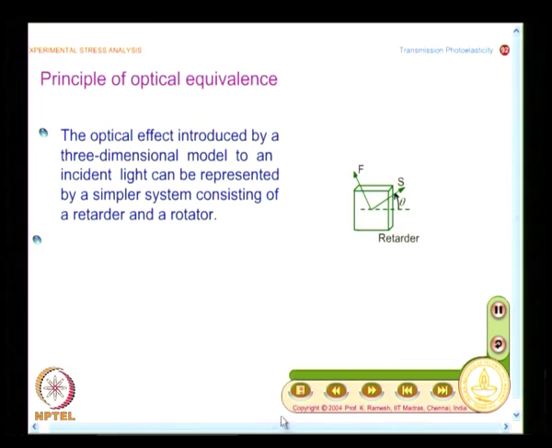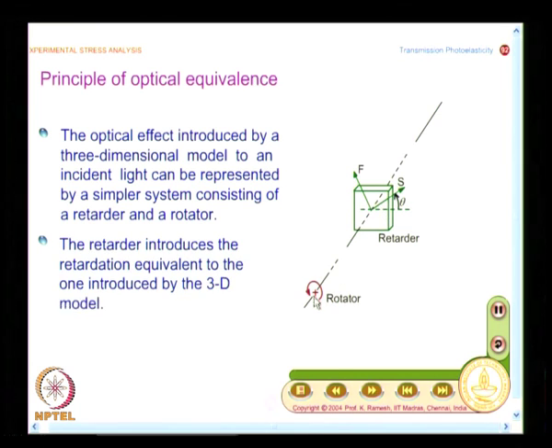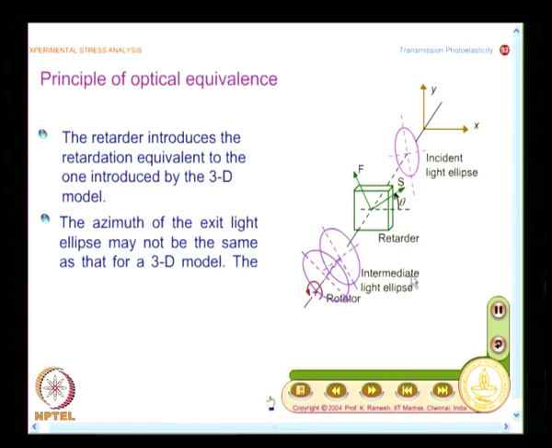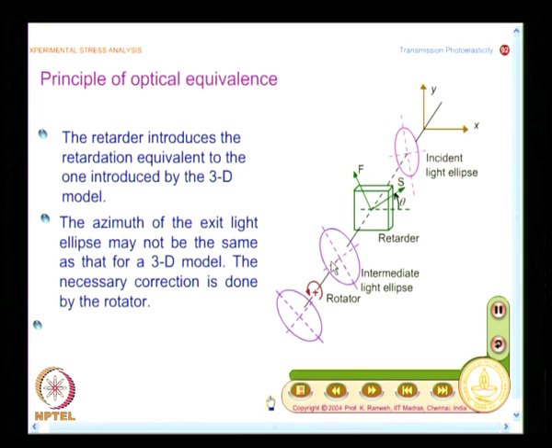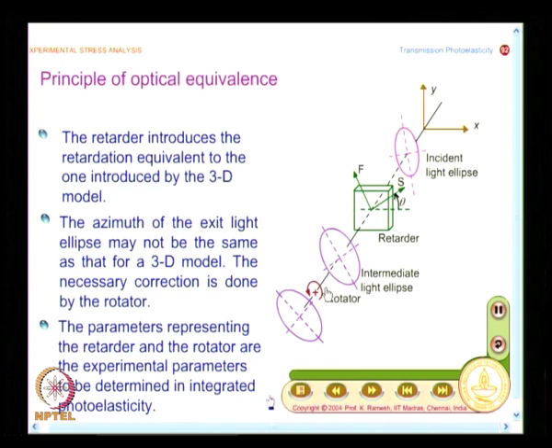And you see what it is that we are doing. I am putting a retarder and I am putting a rotator, and let us see what happens. You observe the animation now. Let us see what happens when the incident light hits the retarder, what happens after the retarder, and how it behaves after the rotator. Just observe the animation now. I have an incident light ellipse. So, it gets transformed. Whatever the transformation by the retarder may not guarantee the same azimuth, and the rotator rotates it so that the azimuth matches with the actual 3 dimensional model.